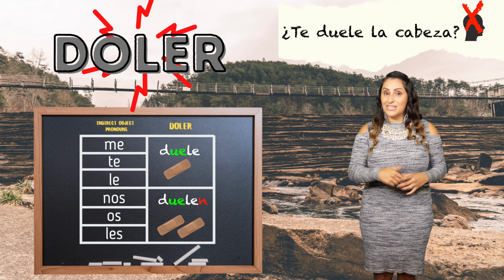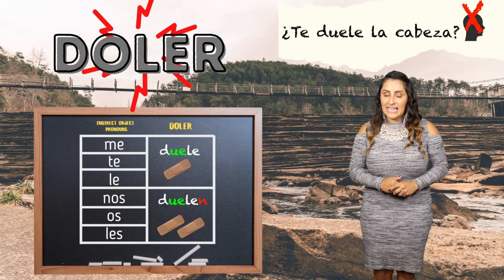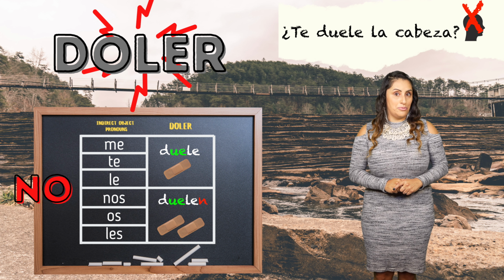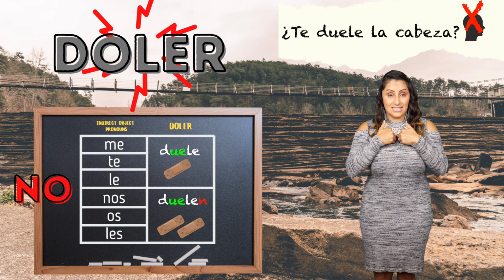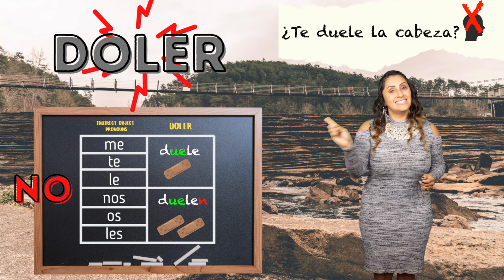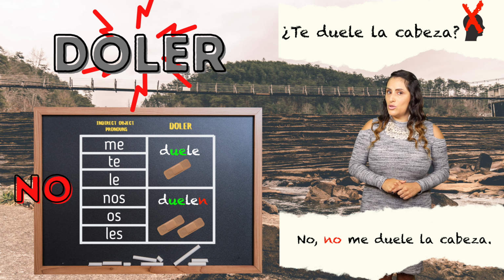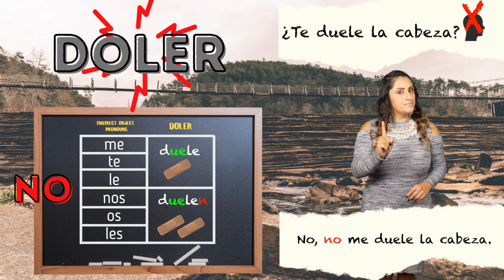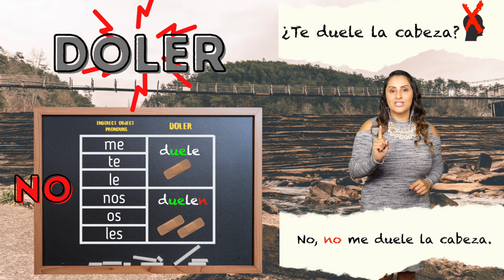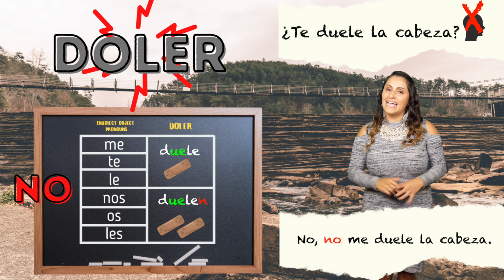Do you remember when you learned the verb gustar? Where do you put the no? Excellent. You're right. You're going to put that no in front of your indirect object pronoun. So if the doctor asks me, ¿te duele la cabeza? But my head does not hurt, I am going to reply, no, no me duele la cabeza. Remember to always answer the question, in this case, no, and then negate your answer. No me duele la cabeza.